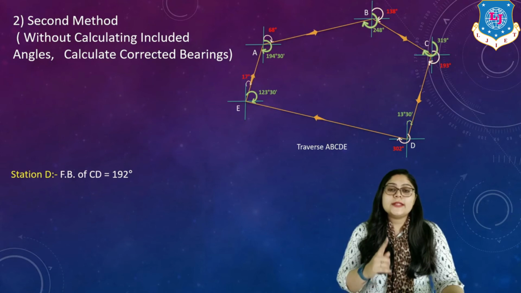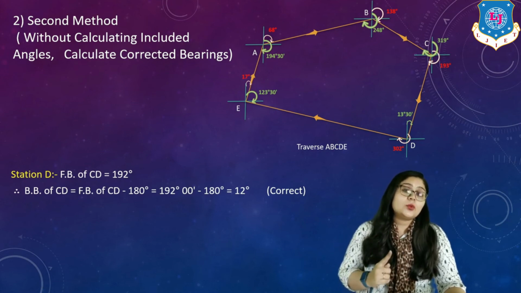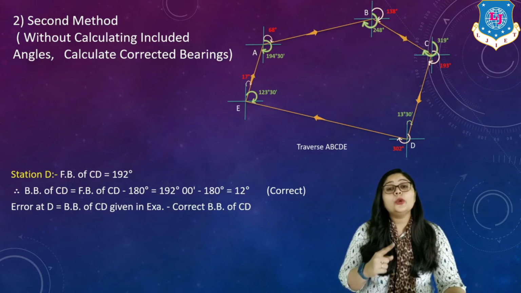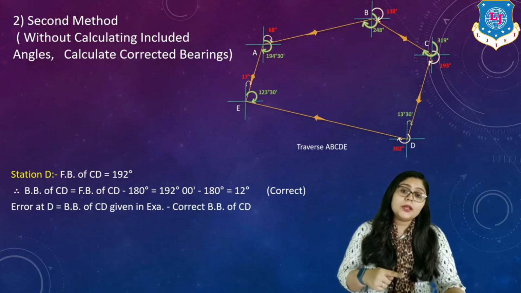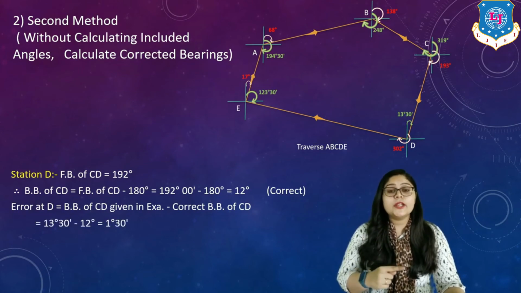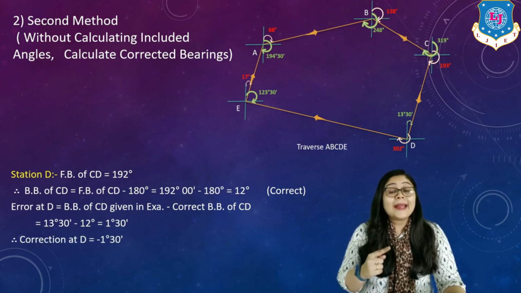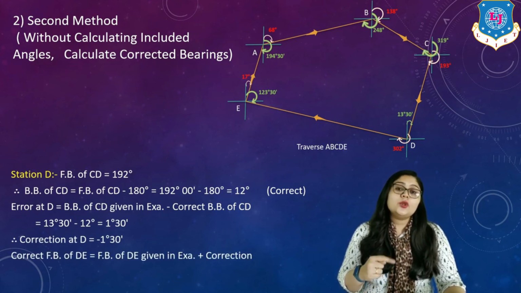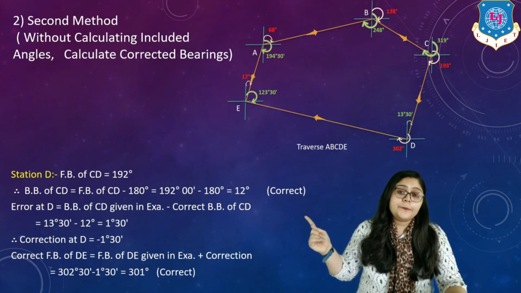Now let's do the same procedure for station D. Now you have the corrected fore bearing, you know the calculation for the back bearing, which gives you the answer as 12 degrees. And now you want to calculate the error at D, which is the back bearing of CD given in the example minus the correct back bearing of CD, which is 1 degree 30 minutes. Now the correction is minus 1 degree 30 minutes, and that I should apply to the fore bearing of line DE. So that gives me the answer as 301 degrees, which is the correct answer, right, for station D.